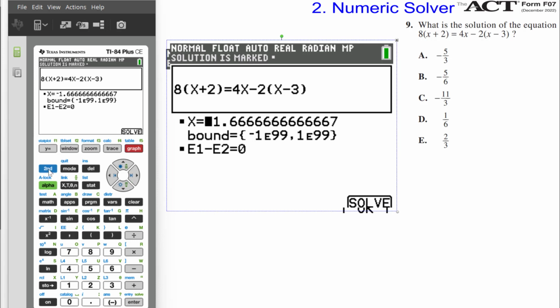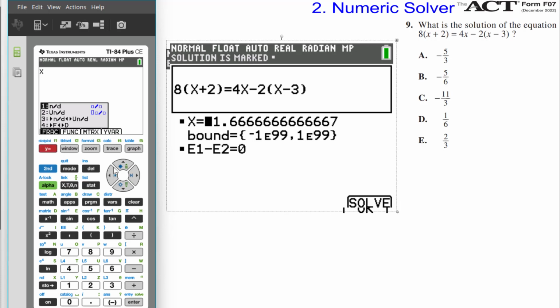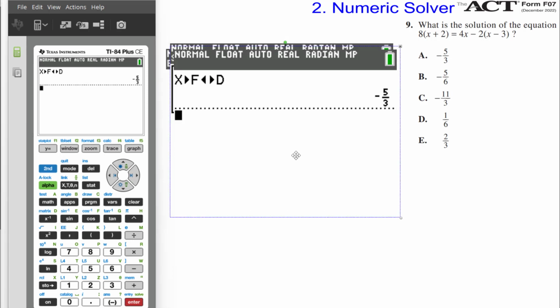And again, I can go off to the home screen and like I did before, type x. And this time I can say alpha y equals and number 4. And it'll say take that value of x and go from either fraction to decimal or decimal to fraction. And there is my answer of -5/3.